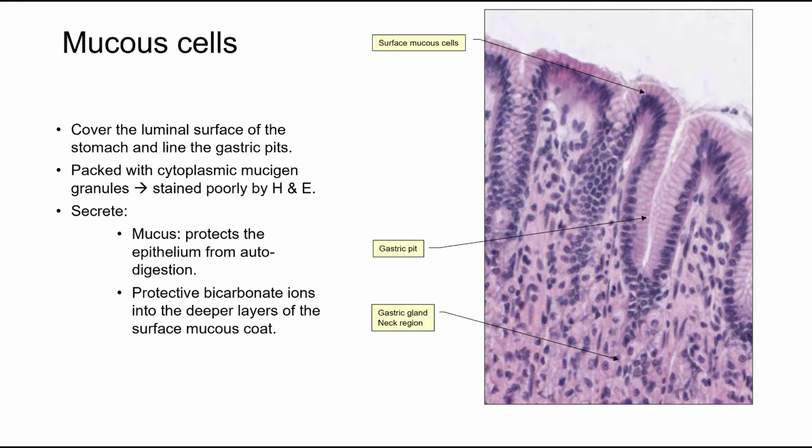So the mucus cells, as I said, are filled with mucus. They are simple columnar epithelial cells forming the gastric pit, and also they extend into the neck of the gastric glands. This mucus is important to protect the epithelium from autodigestion. So it will form a layer of mucus. The mucus contains the protective bicarbonate ions in its deep layer to neutralize the acidity and autodigestion by the gastric juice.